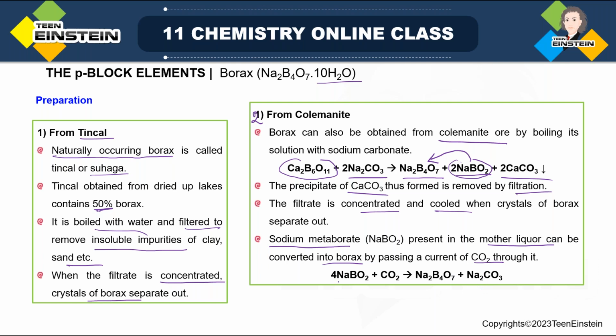Okay. So this carbon dioxide is reacting with the sodium part of NaBO2, and it is now converted to Na2CO3, and see, we are getting borax again. So nothing is wasted. So this is the second method for the preparation of Na2B4O7.